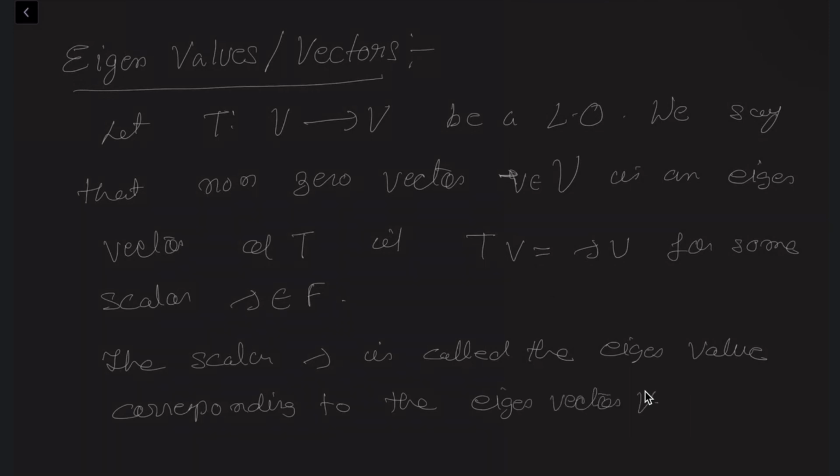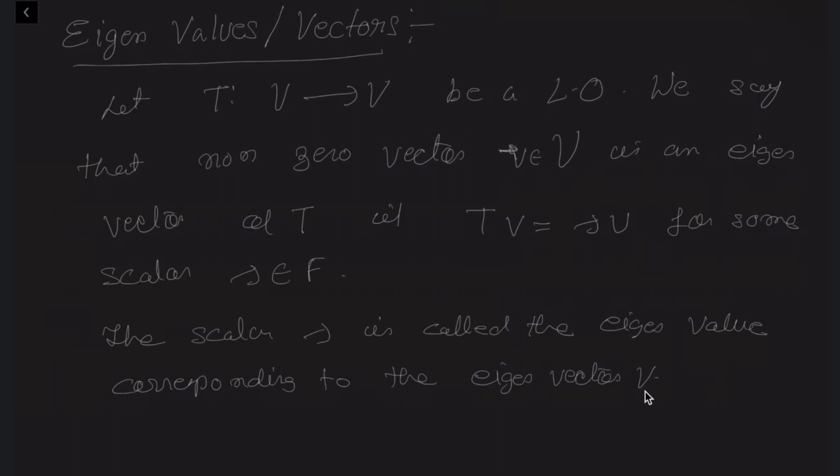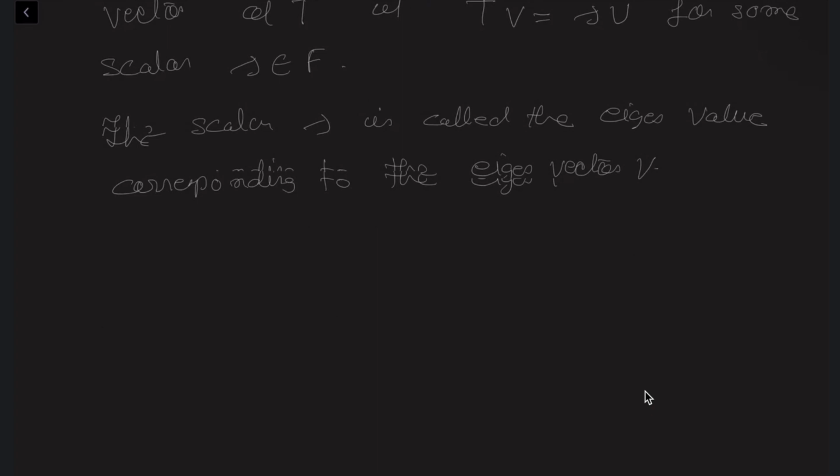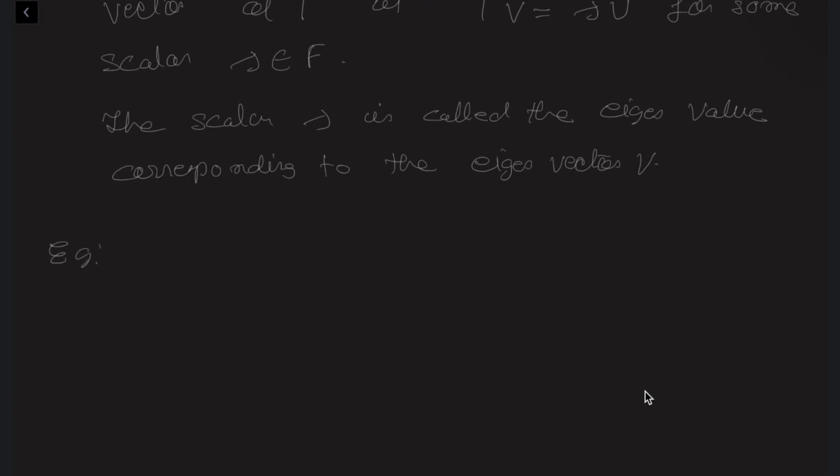Whenever we talk about an eigenvalue or an eigenvector, please note that we talk about eigenvalues in terms of eigenvectors and eigenvectors in terms of eigenvalues. The point I am trying to make is that they are always correlated, always studied together, and always come together. Without knowing an eigenvector, we cannot find the eigenvalue, and if we don't know the eigenvalue, then we cannot find the eigenvector. So let us see some examples.